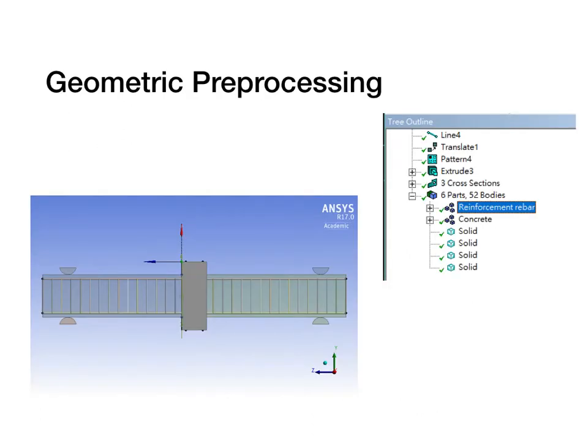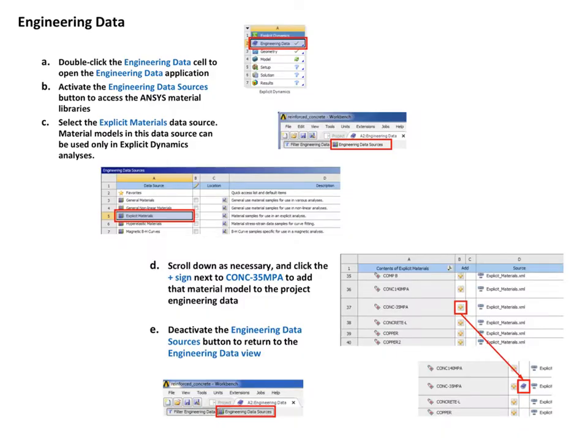Next, I sketch the geometries in ANSYS, and I use the beam element to model the longitudinal rebars and stirrups, and then I use the solid element to model the concrete. In the end, I define solid elements and line elements as new parts.